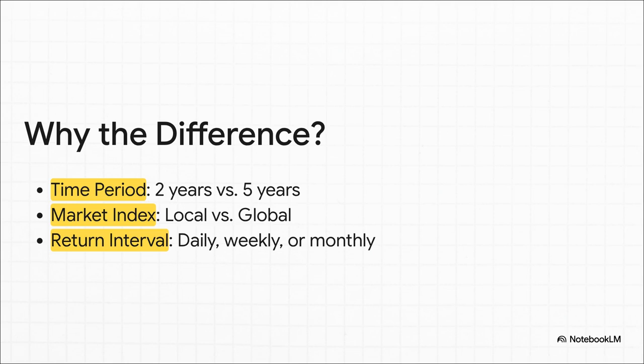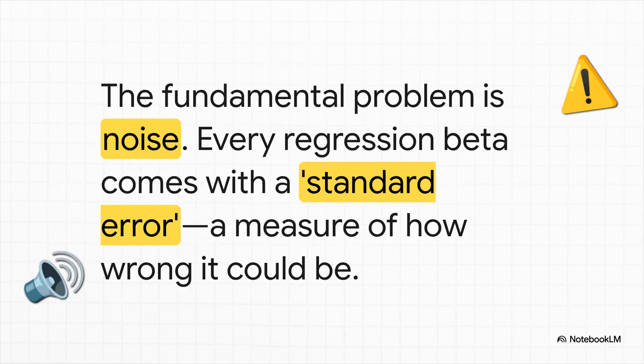The number you get for beta completely changes based on the little choices you make. Do you use 2 years of data or 5? The beta changes. Do you compare it to the S&P 500 or a global index? It changes again. Heck, even just switching from weekly data to monthly data will give you a different number. The big takeaway here is that all this sensitivity just creates a ton of statistical noise.